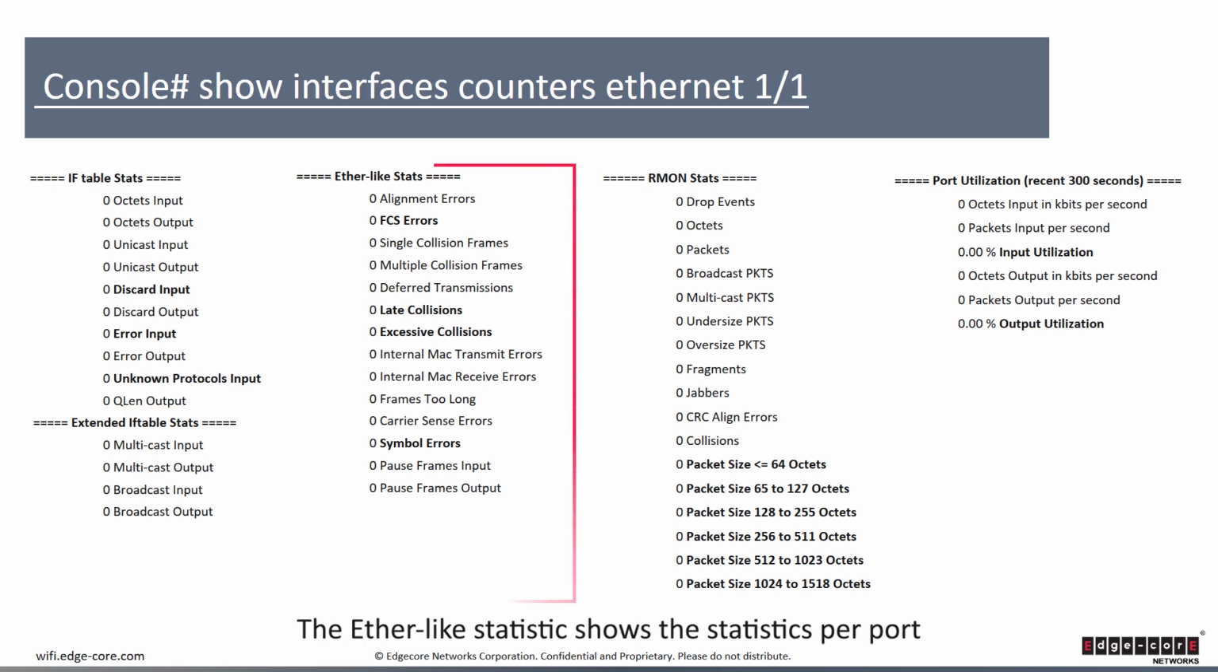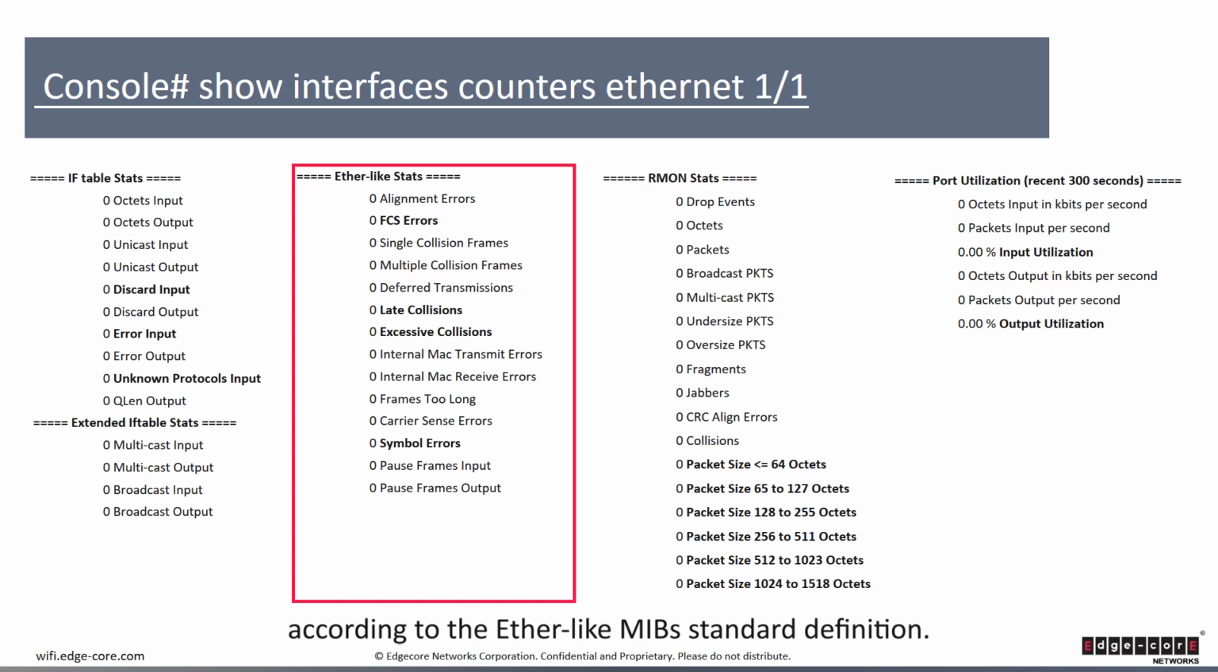The Ether-like statistic shows the statistics per port according to the Ether-like MIB standard definition. It can help you monitor and troubleshoot the physical layer errors that might disrupt the network traffic, such as FCS errors, symbol errors, collisions, etc.